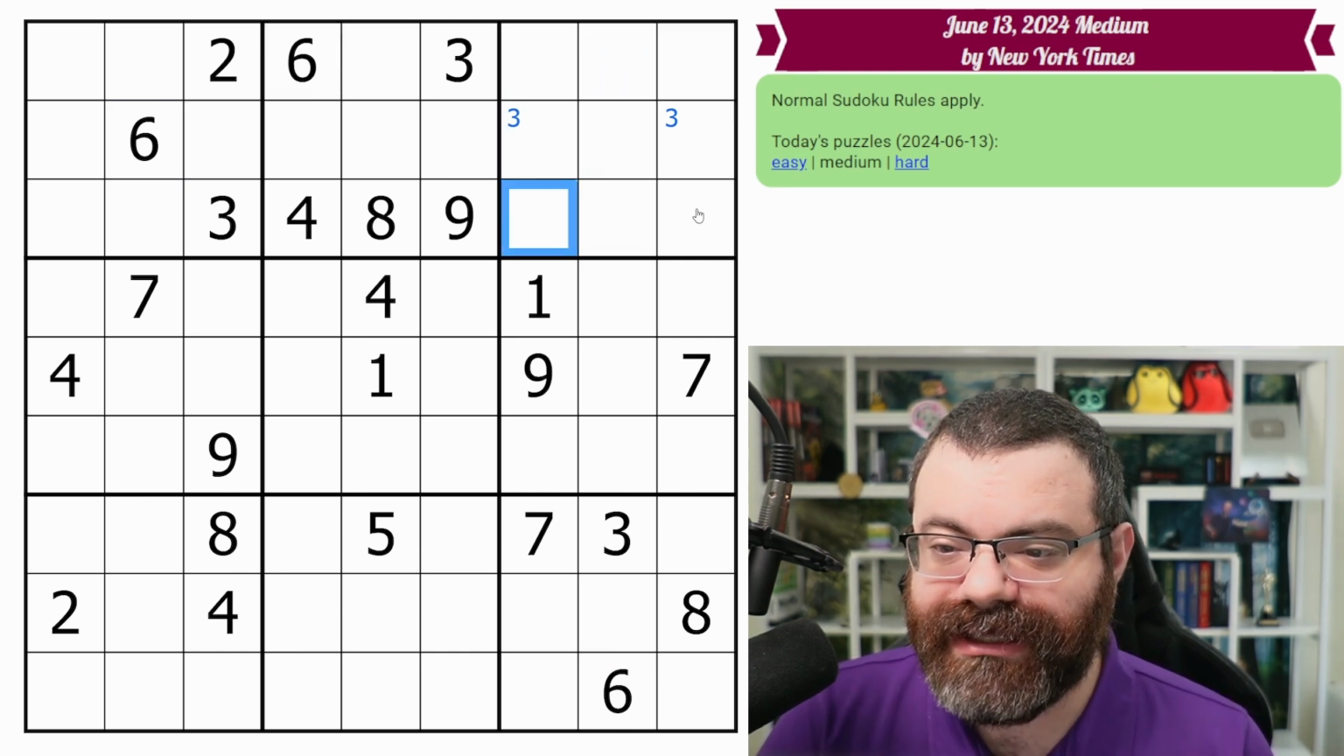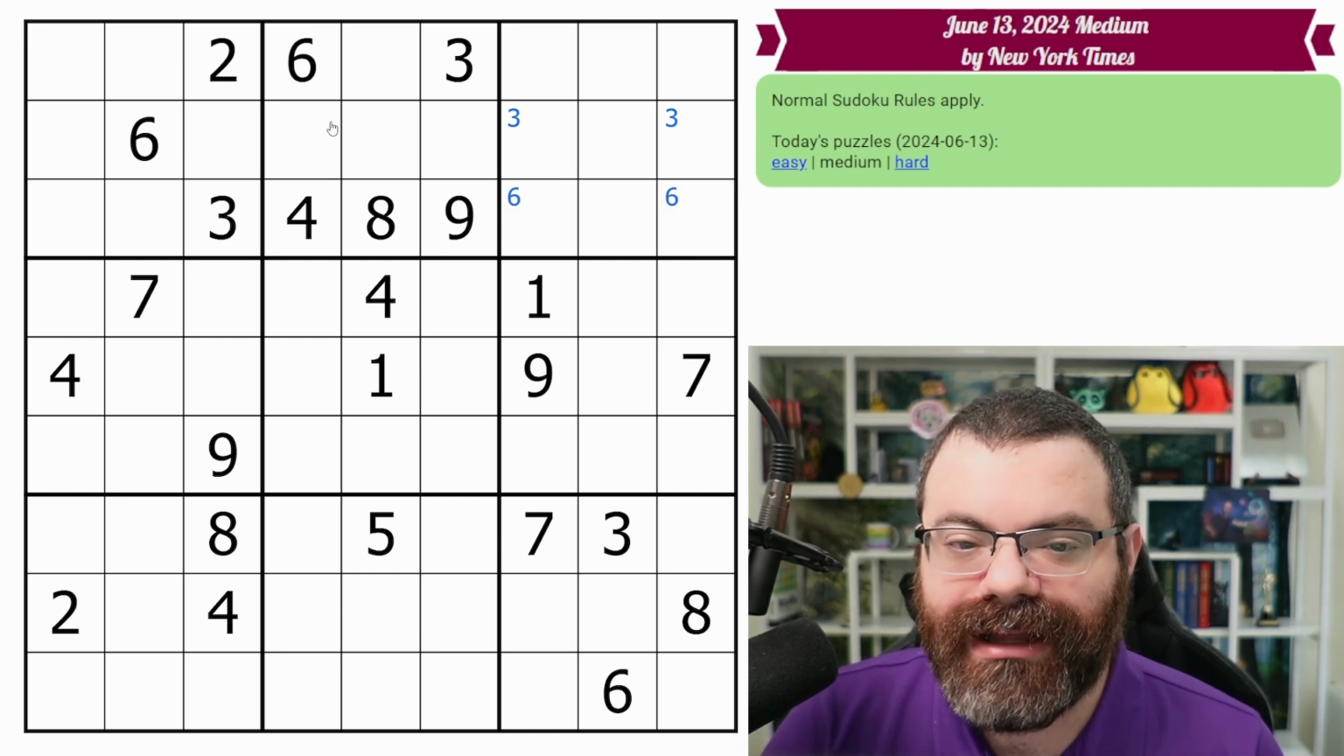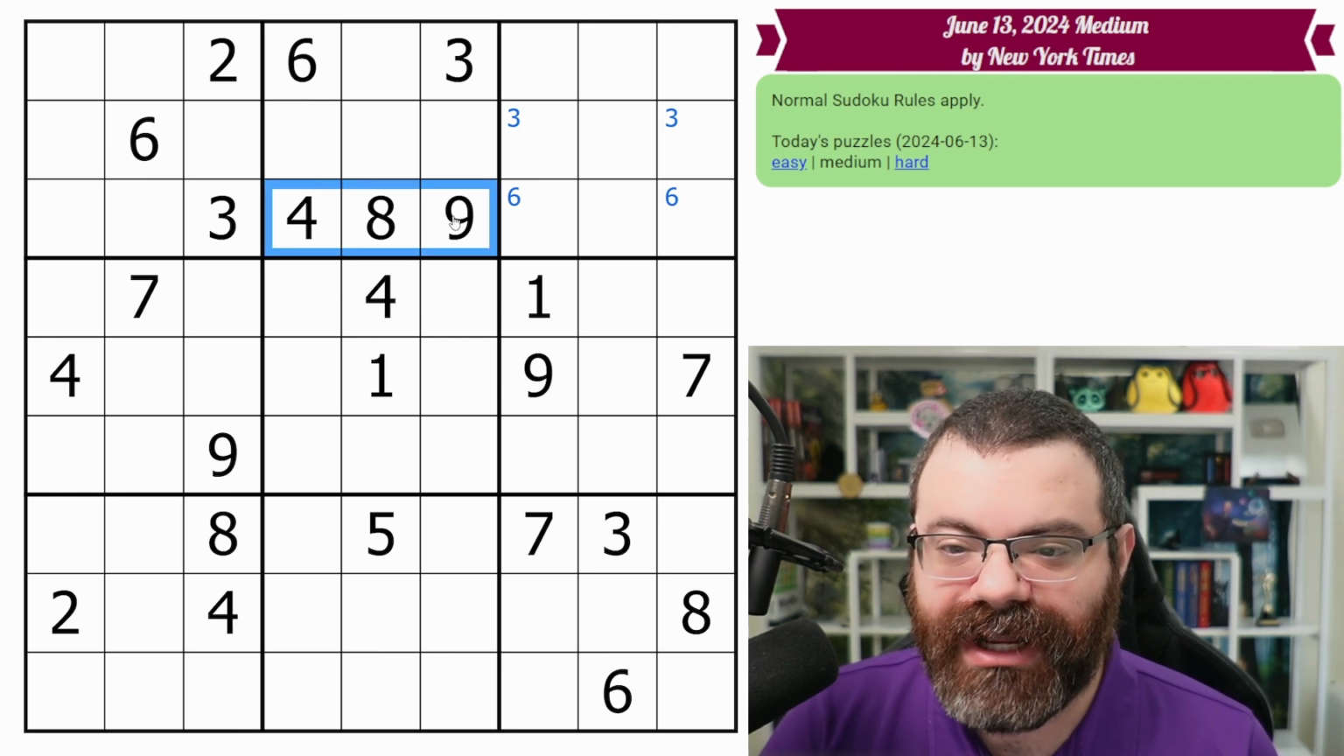All these 6s look into this box. So there's a 6 in one of these 2 cells as well. That's it for duplicate digits, for buddies. We do have this filled box row, and this 2 is affected by that.